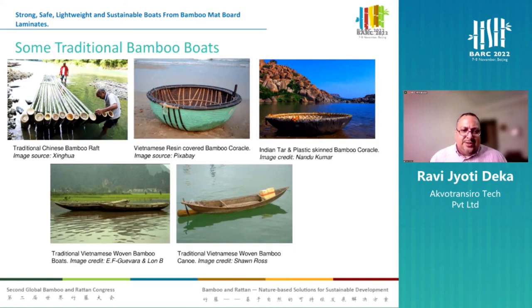And you have the traditional bamboo Vietnamese woven boats, which are very similar in construction to the coracle, but they are of the traditional boat size. Now, these are essentially single layer boats, which are just covered with a laminate for waterproofing. So they don't have the strength which we have developed in our process.